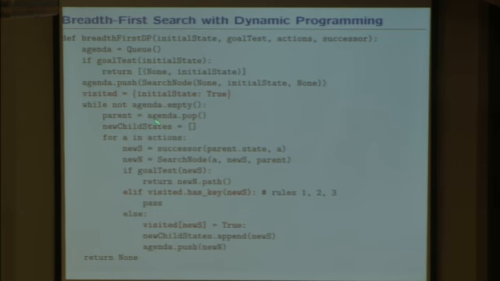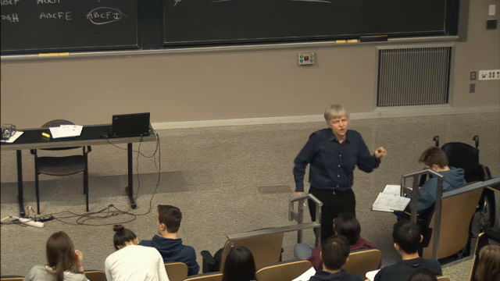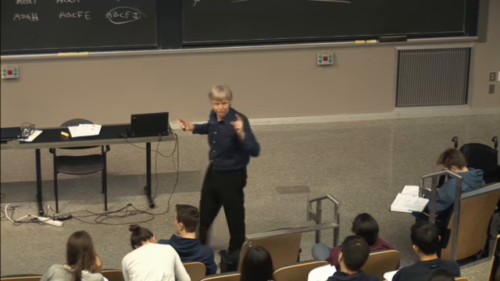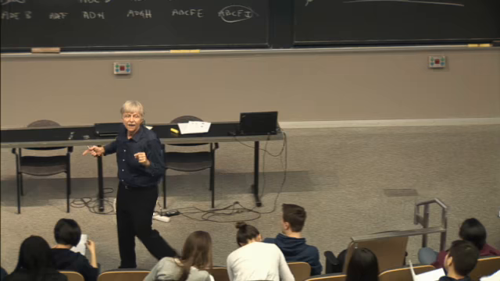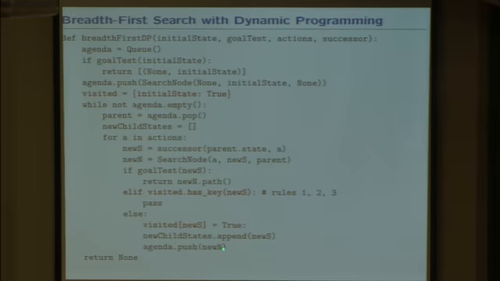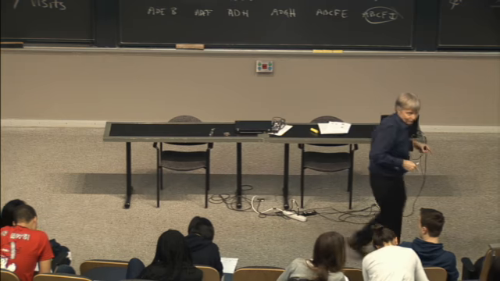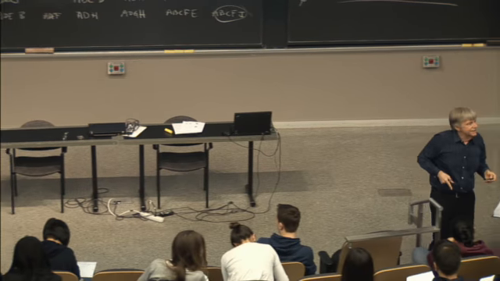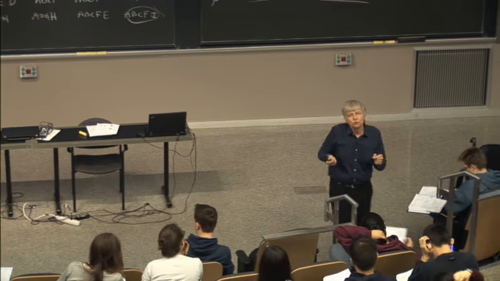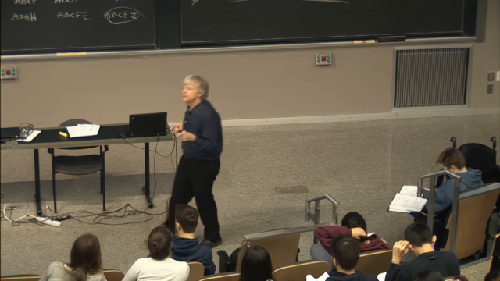Then, before I add the child to the agenda, I ask, is the child already in the visit list? If the child's already there, well, forget it. I don't need him. Otherwise, just before you push the new state, remember now that that's an element that's been visited. So the idea then is that by keeping track of who you've already looked at, you can avoid looking.